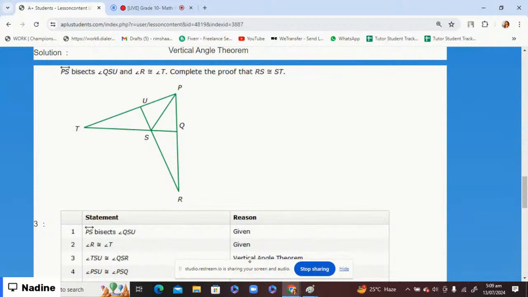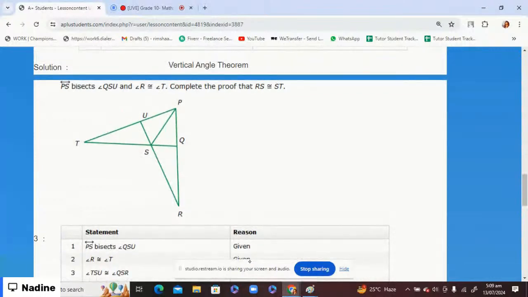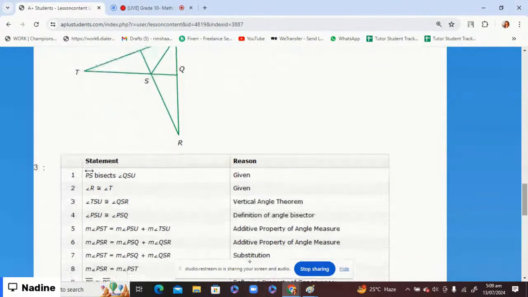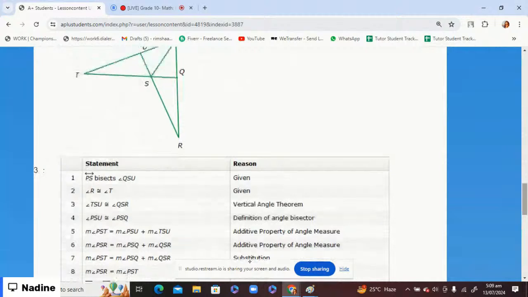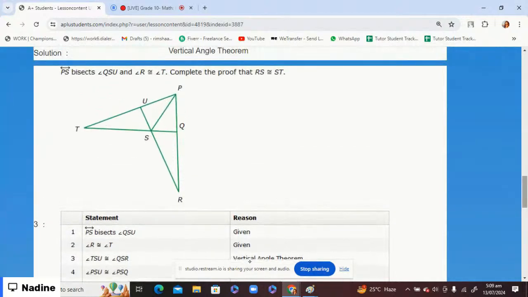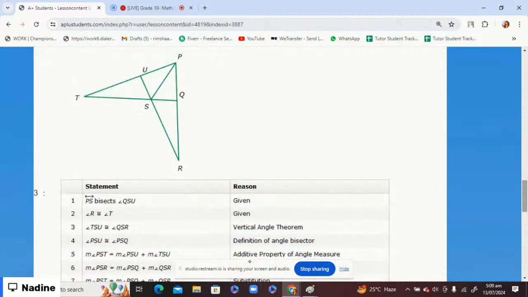In the second part they are saying that here is angle R and here is angle T, and these are congruent. Then triangle TSU, one small triangle, and triangle SQR are also congruent, and their angles are also congruent. Now look here, PST makes a triangle. So angle PST equals PSU and also equals TSU.